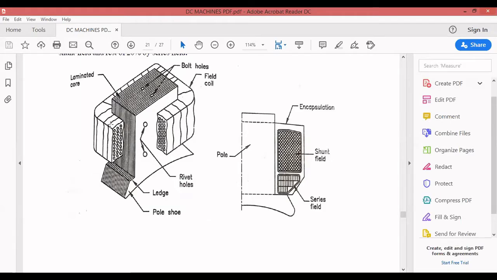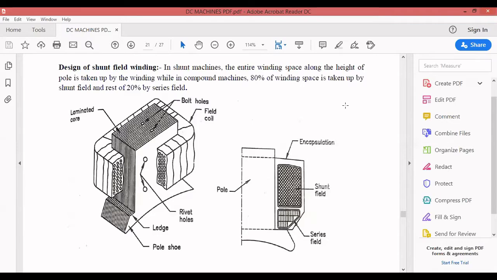Exactly what we are going to design in the shunt field is this: you have to find out the length of mean turn, the height of the field winding, the depth of the field winding, the current carried in the field winding, the loss dissipated in the field winding, and the number of turns of the field winding. These are the things we are going to find out in the field design.